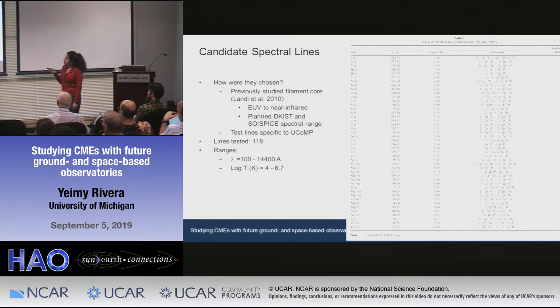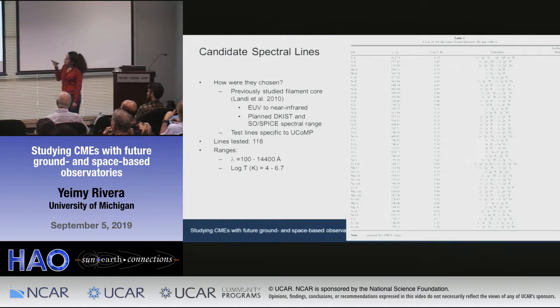So how we chose the different lines that we tested, we went about it a couple of different ways. We calculated spectra using Chianti, using a previously studied filament core. And so we've generated the spectra, and we look through between the EUV and the near infrared for prominent lines that might be useful to look at. And we also included, of course, specific lines for the instruments on DKIST, as well as some of the lines that were highlighted under the scientific goals of SPICE. And of course, we included all 9 lines of UComp. We tested with all the different components.